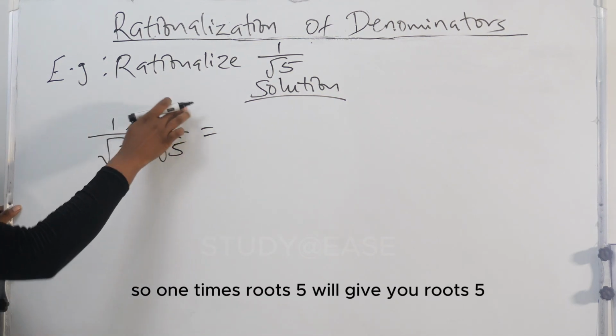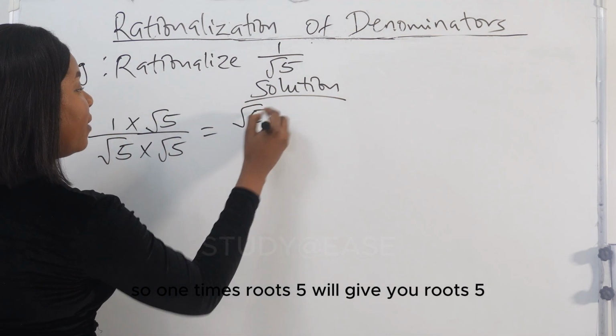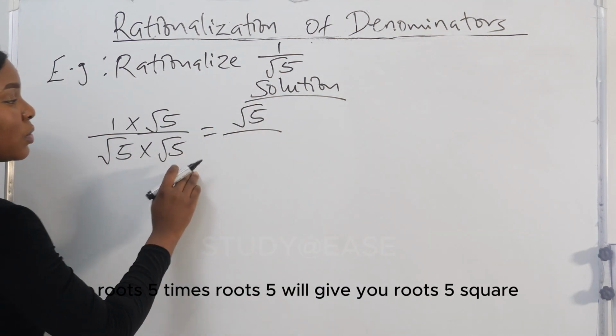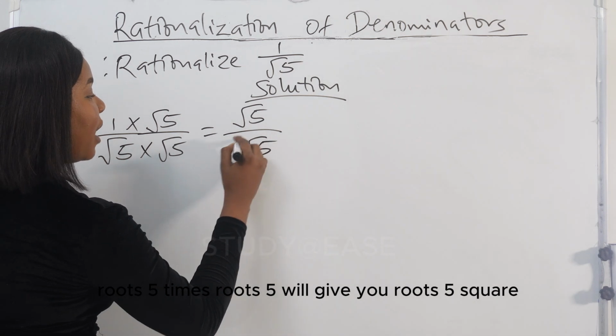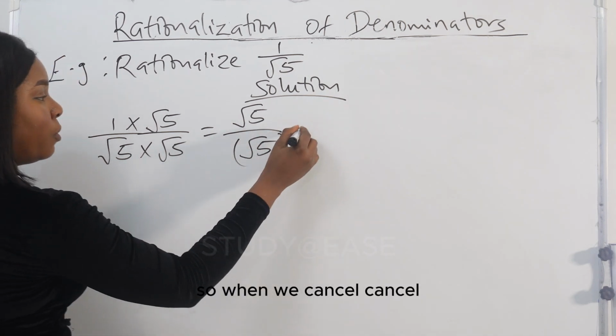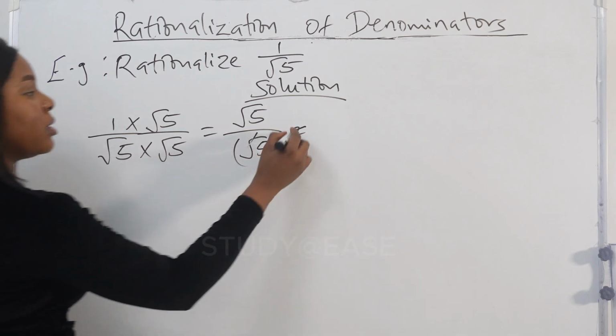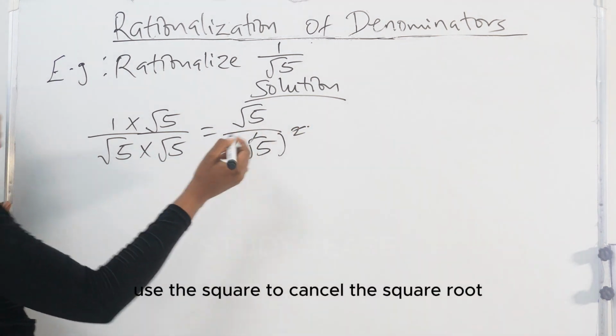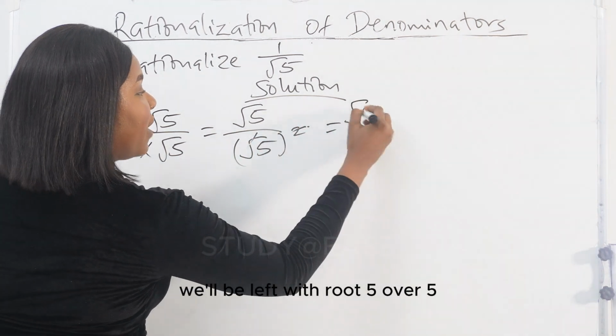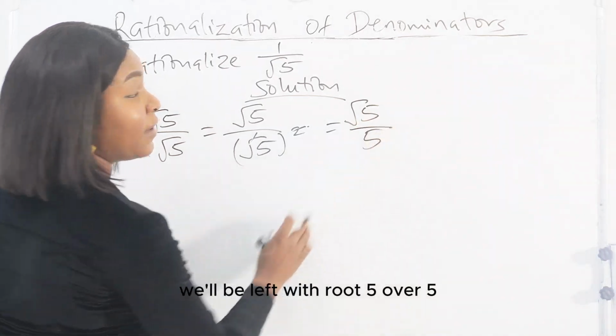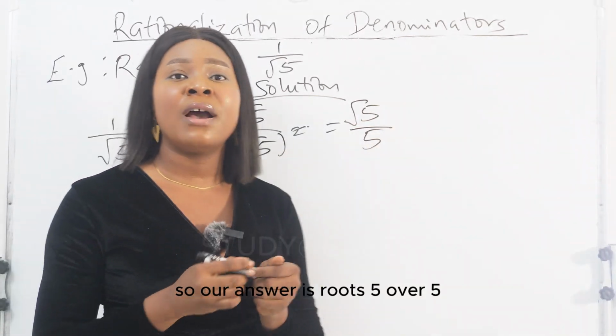So 1 times root 5 will give you root 5. Root 5 times root 5 will give you root 5 squared. So when we use the square to cancel the square root, we'll be left with root 5 over 5. So our answer is root 5 over 5.